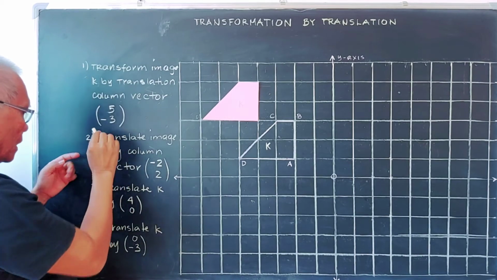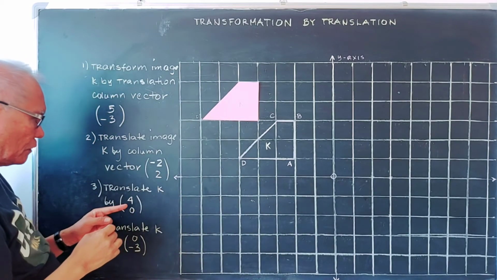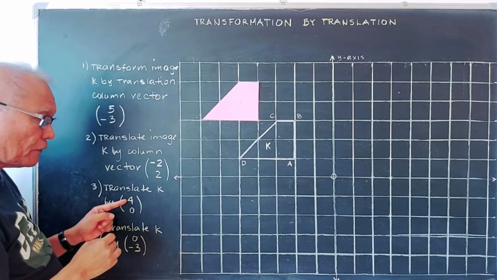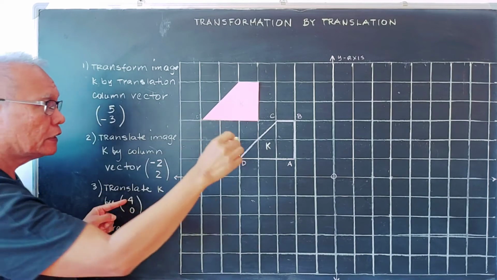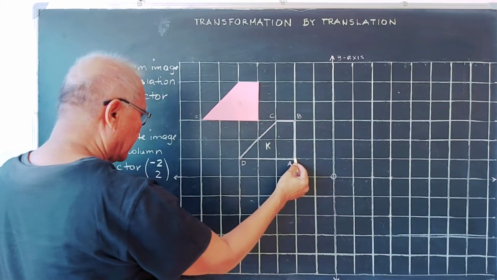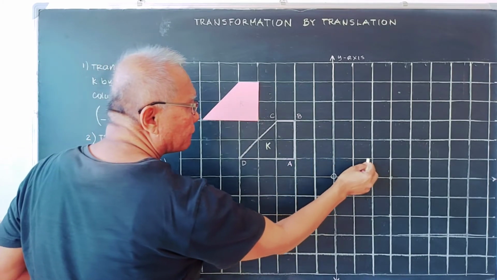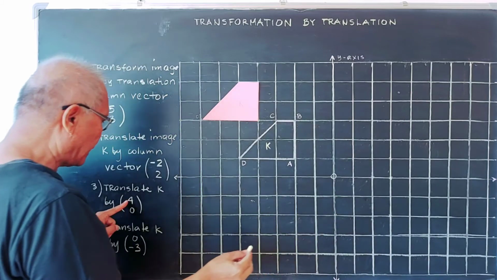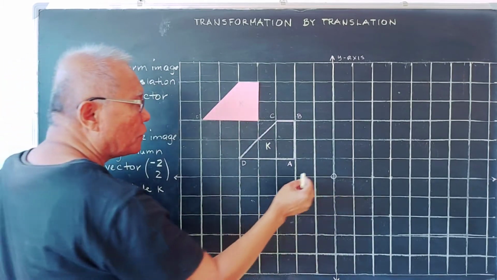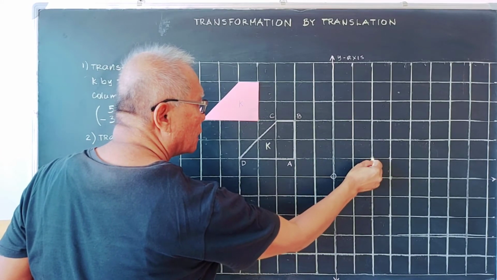Okay. What about number 3? So for number 3, translate K by 4, 0. So we say 4, we go to the right. So you can have the B or the A. So let's have the A again. 4, 1, 2, 3, 4, it's here. And 0 means you're not going to move anymore. So our A is here. 1, 2, 3, 4 here.